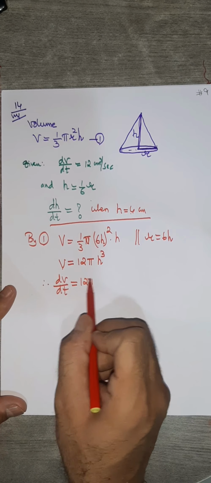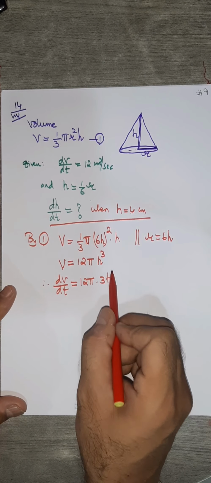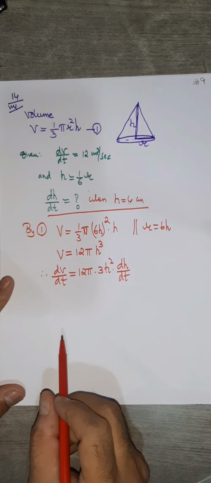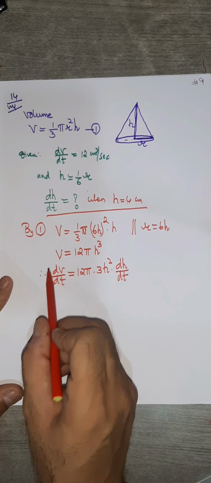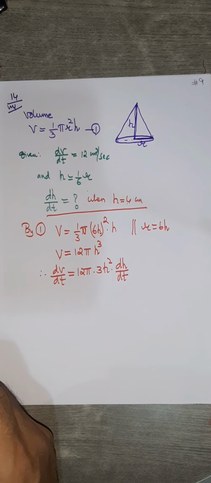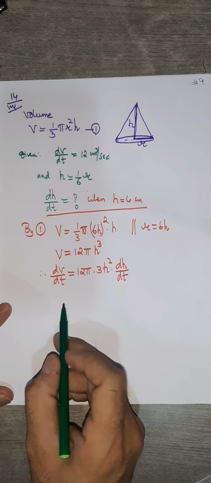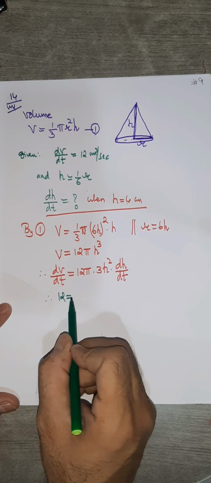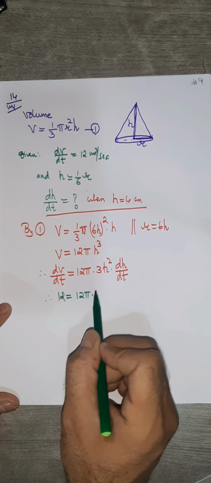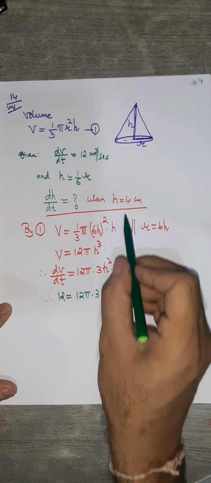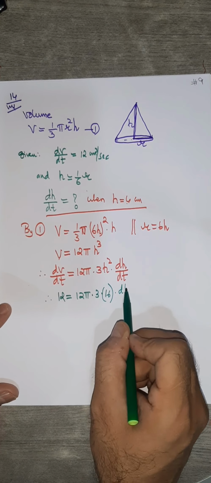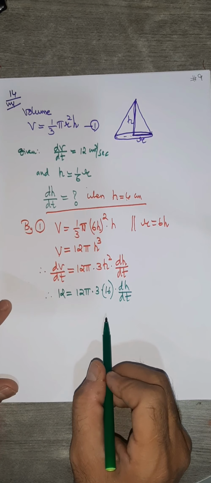12 pi being constant as it is. What is this? 3h square into, by chain rule, dh by dt. You want this. Everything is known to you. What is dv by dt? dv by dt you are given, which is 12. So this is 12. This is 12 pi into 3 into, what is h? That's 4. So this will be 16 into dh by dt.